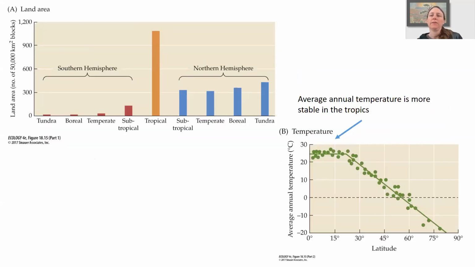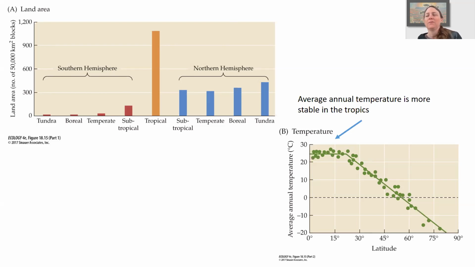And so here's some other things that might have influenced species richness in the tropics. One is just land area. If you look at the southern hemisphere, there's not much land at all. You have South America, you have Africa, and you have Australia. In terms of total land area, most of the land area in the southern hemisphere is subtropical. Most of the land area in the northern hemisphere is equally distributed among subtropical, temperate, boreal, and tundra habitats. But the tropics make up a huge percentage of the land area on Earth. And so maybe it's just that they're the largest area.